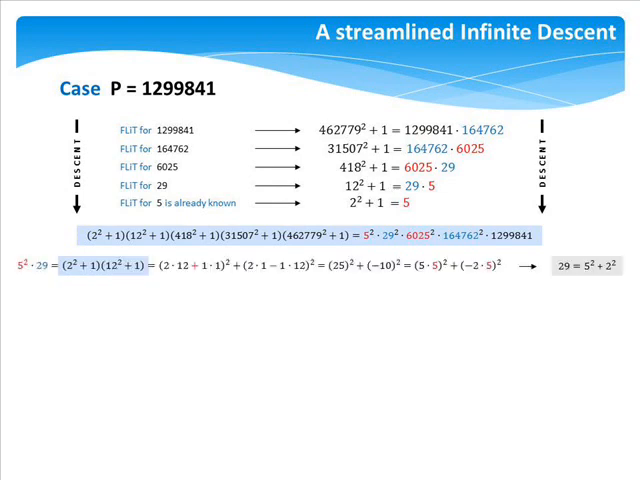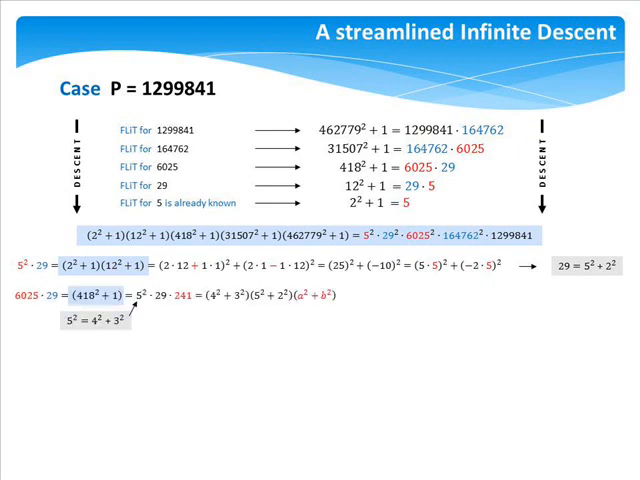The product of 2 squared plus 1 and 12 squared plus 1 is divisible by 5 twice. So through Brahmagupta's identity, we can find which combination of signs lets us divide by 5 both squares. There, we find that 29 equals 5 squared plus 2 squared.